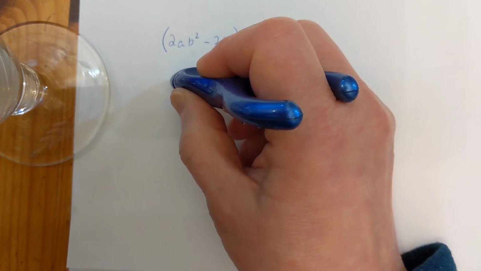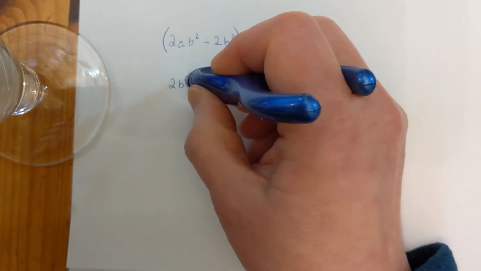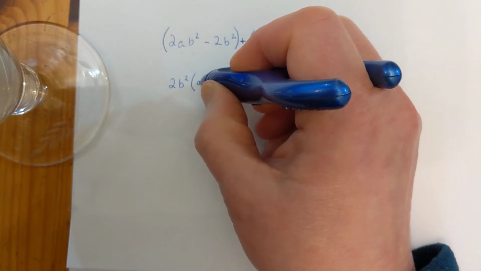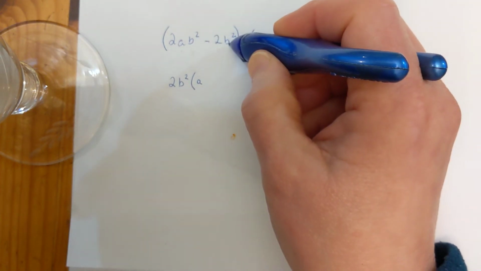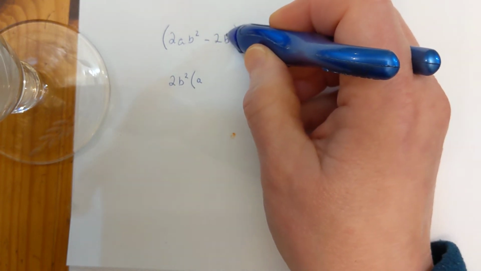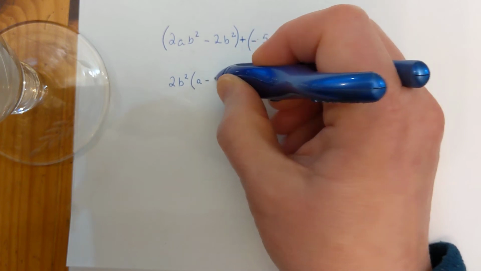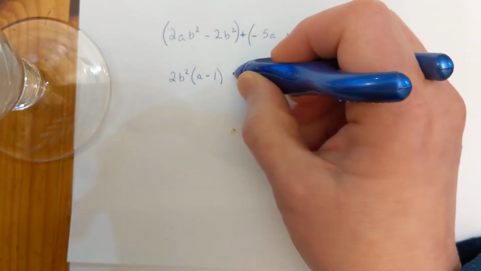I'm going to factor out my greatest common factor between these 2 terms. That'll leave me 2b squared. That first term, when I factor out 2b squared, is going to have an a. I factored out all of the second term, 2b squared, so I have a 1 left. So it's a minus 1. And then I have a plus.